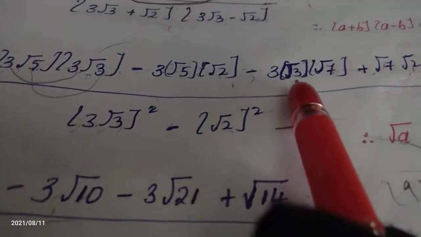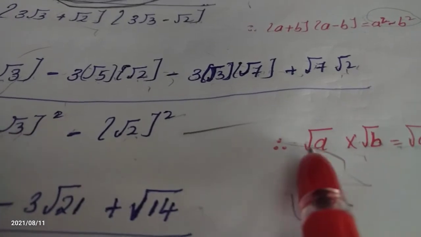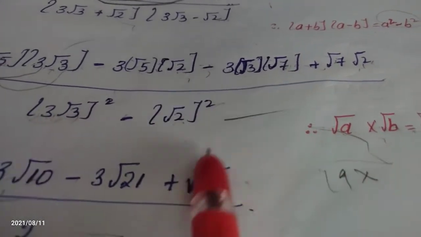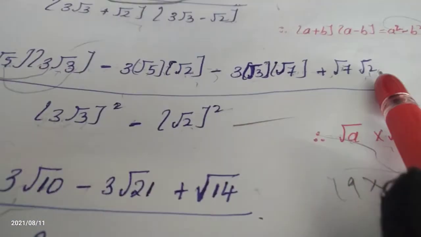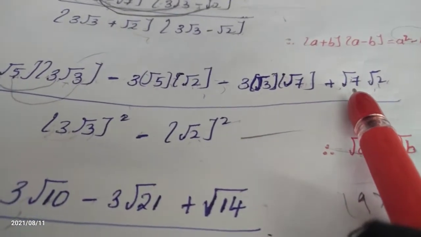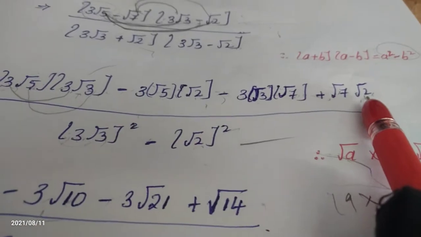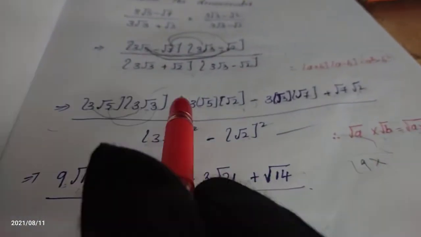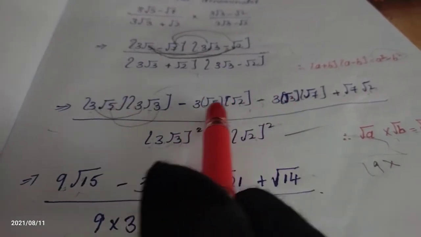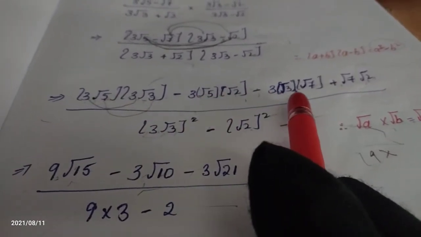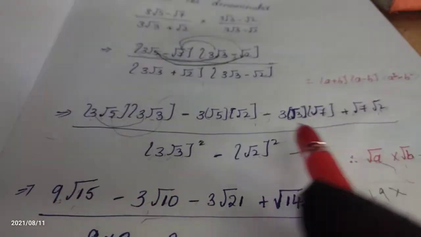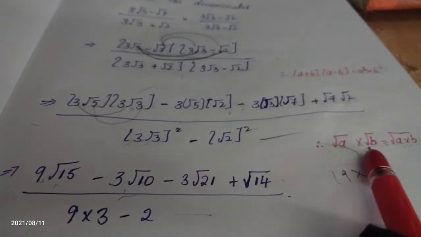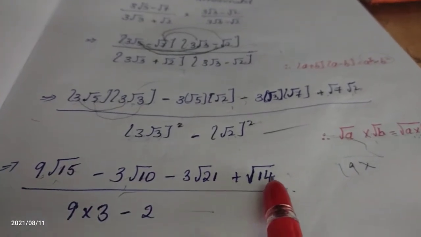Minus 3 is as it is. Here also we are applying the same formula. Root a into root b means under root a into b, which means 3 7s is 21. Here also root a into root b means under root 7 into 2, and 7 2s is 14. Up to that clear? In the numerator, each term is using this formula. With the help of this formula, we are converting the numerator to this form.